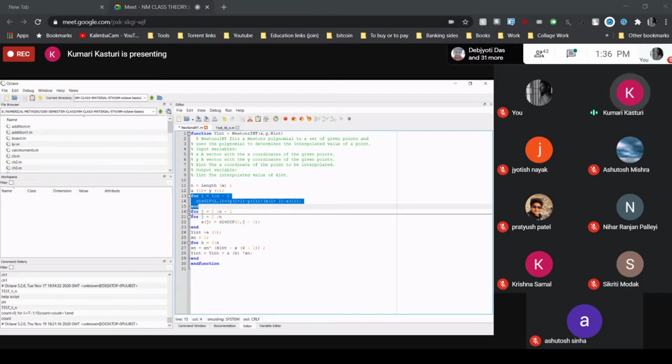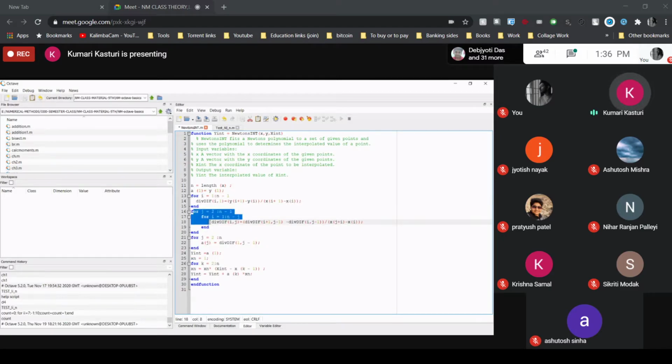Now we will go for the next one, that is how the rest of the divided differences will be calculated. For that, we have used two for loops. The first for loop, just see here, is j equal to 2 colon n minus 1. Let me clear one thing. Why is it 2? Because the first divided difference is already calculated, so no need to calculate it again. We have to start from the second divided difference. That's why the loop starts from 2. Whenever the loop starts from 2, it goes to n minus 1.